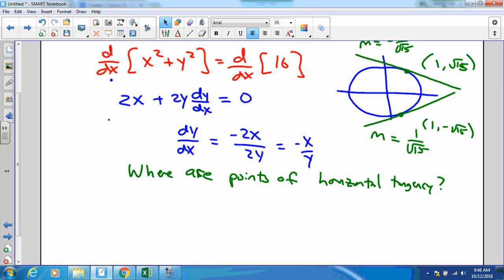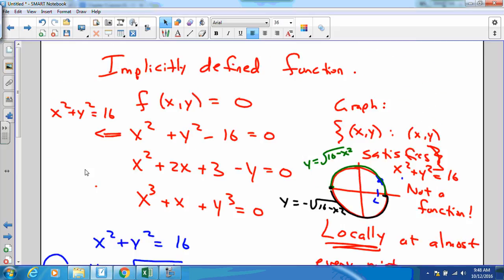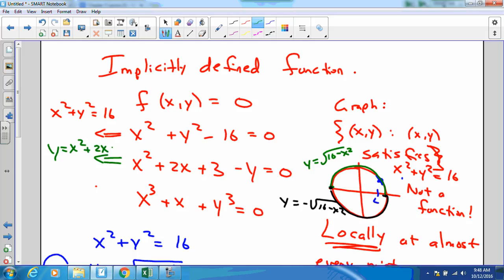Yes, ma'am? I just picked a point on the curve, and since x squared plus y squared is 16, I picked x equals 1 and solved for y in my head. So do all implicitly defined functions have branches? The implicitly defined function that we had as our second example right here, if you write this explicitly by solving for y, you get y equals x squared plus 2x plus 3, which has one single branch. So yes, they all have branches, but it might just be one branch.